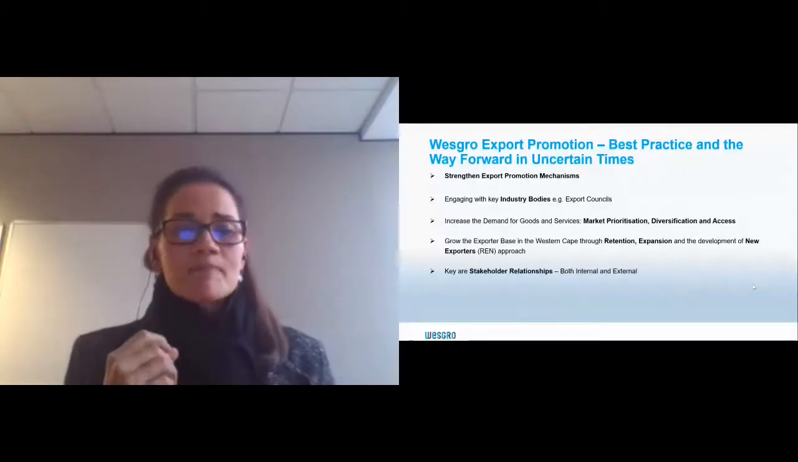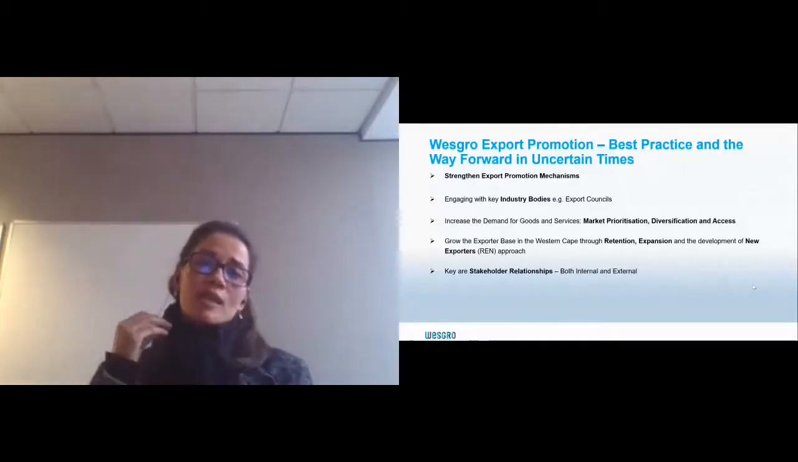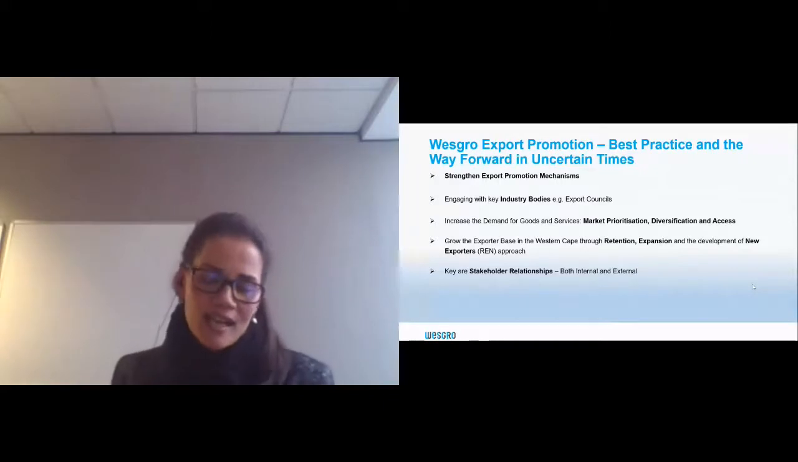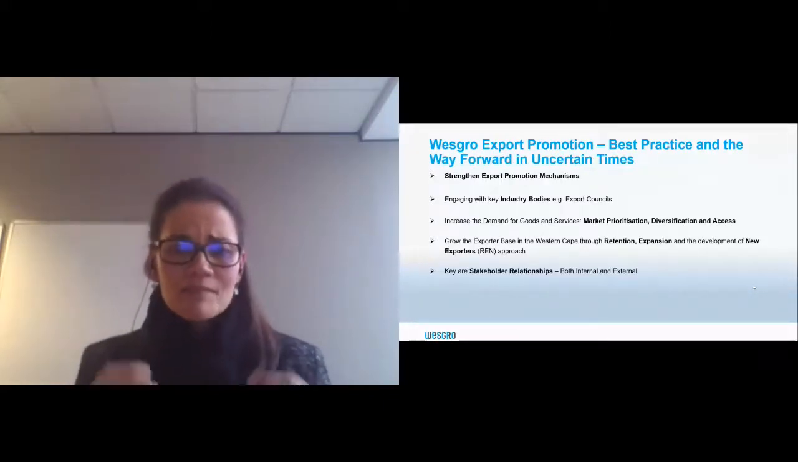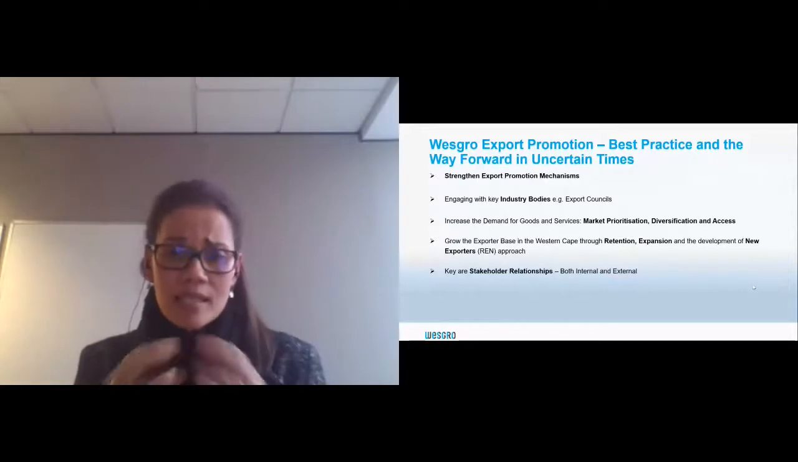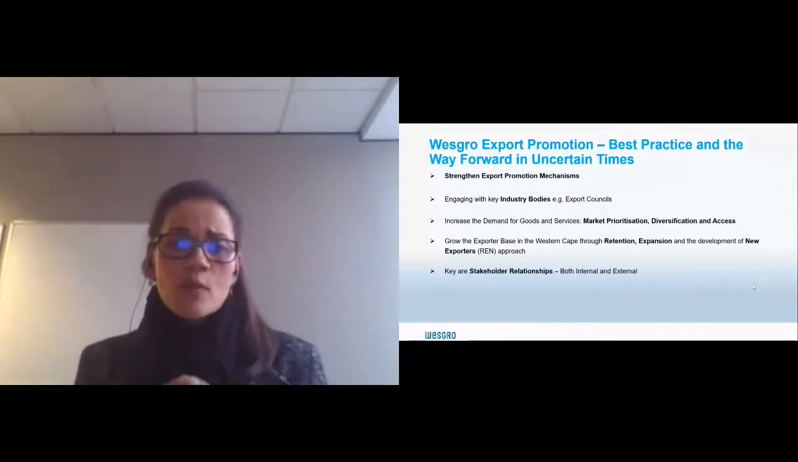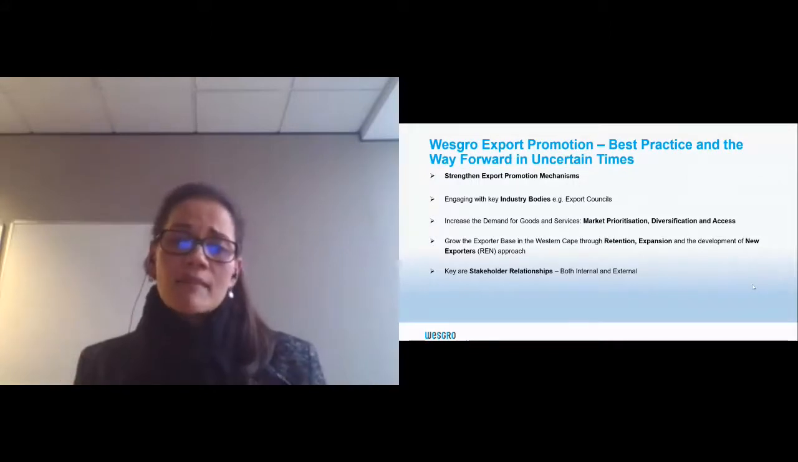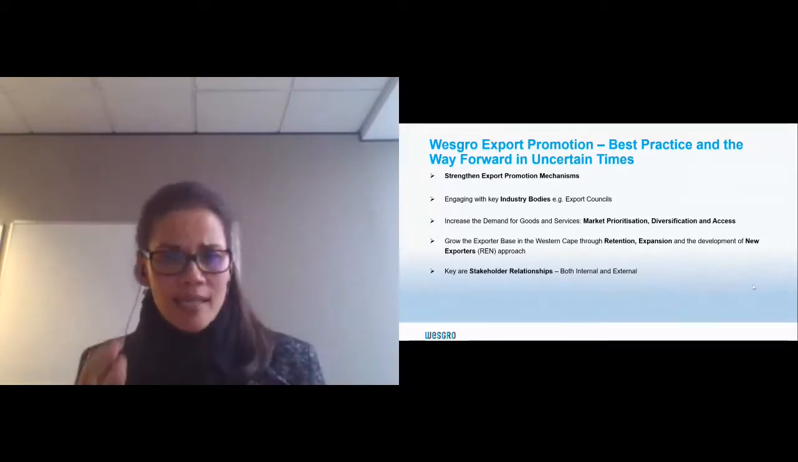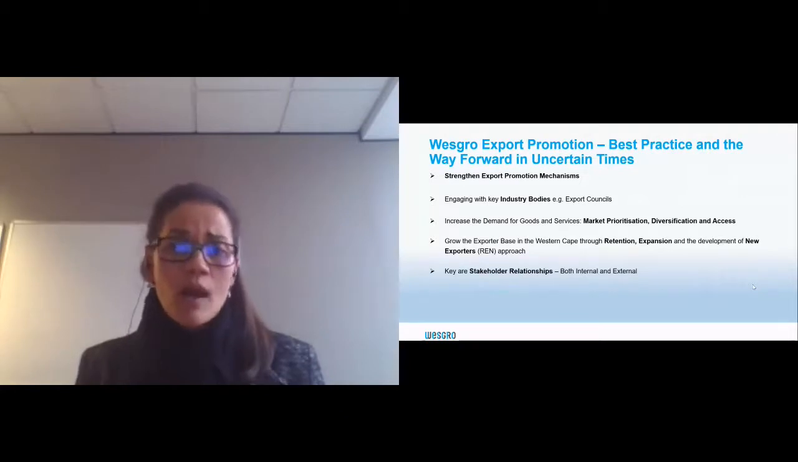Next is the point where we need to increase the demand for goods and services, and we spoke about the underutilization of AGOA at this stage. Janine has done an extensive amount of research, and we've leaned on a few other agencies and formal bodies to try and identify key opportunities where we could do certain kinds of market prioritization.